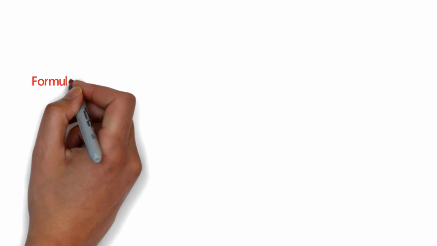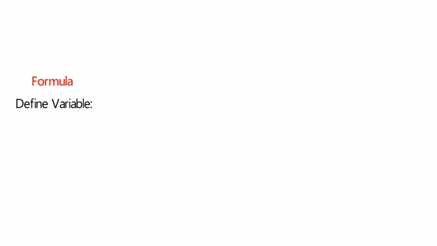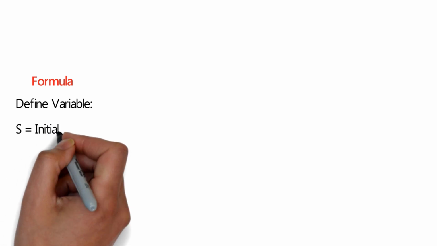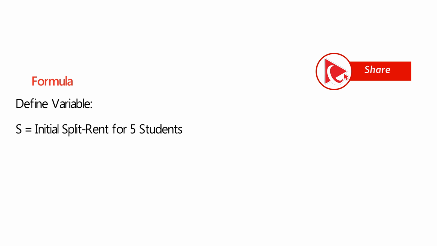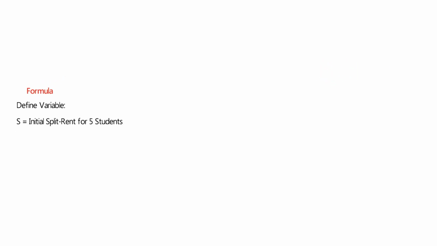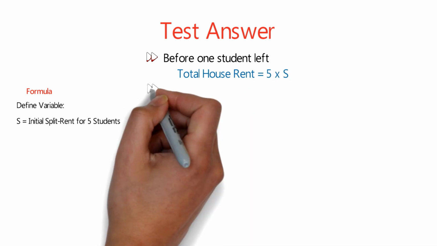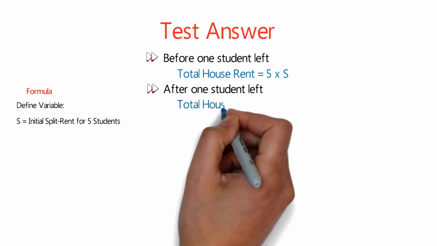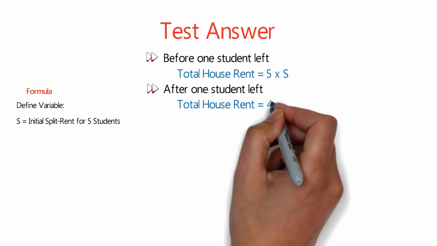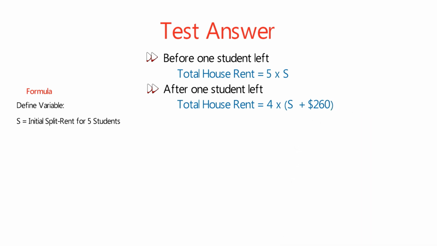One of the easiest ways to solve this challenge is to create a formula. Let's start by defining a variable, and we will define this variable as S, which would represent an initial split rent for 5 students. So, using this formula, we can calculate the total house rent as 5 multiplied by S, which means that after one student left, the total house rent could also be calculated as 4 multiplied by the value in parentheses S plus $260.